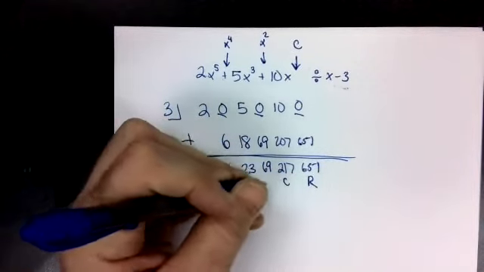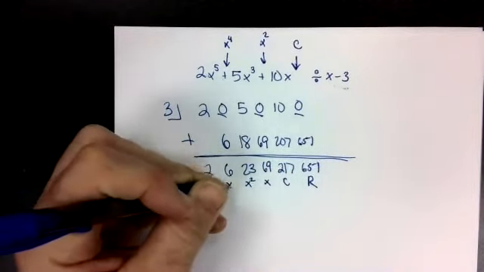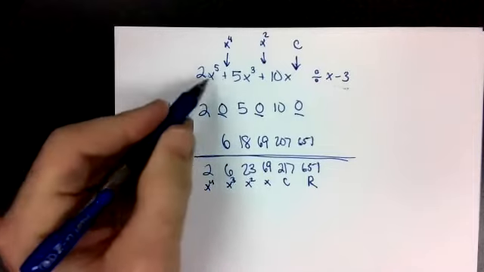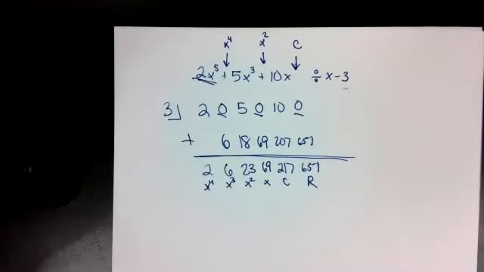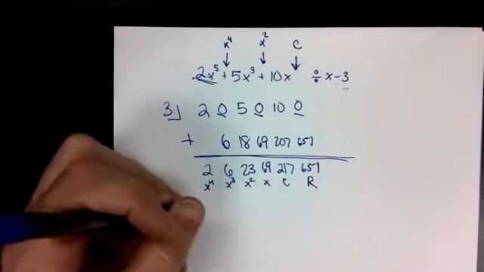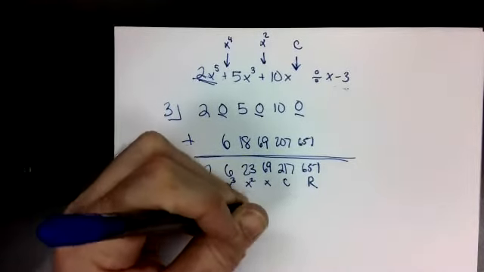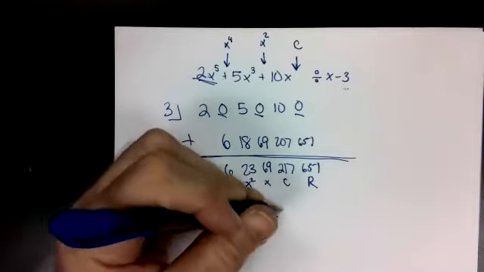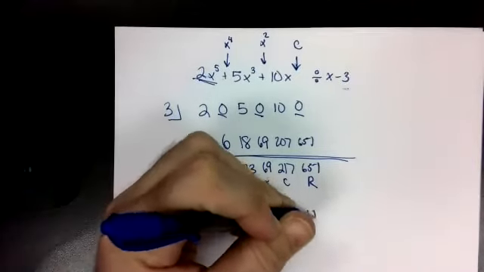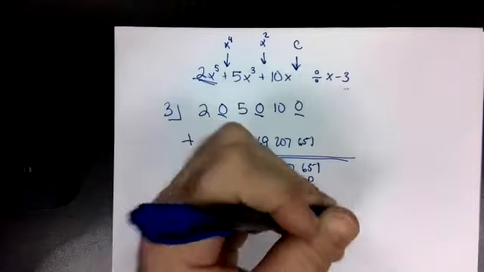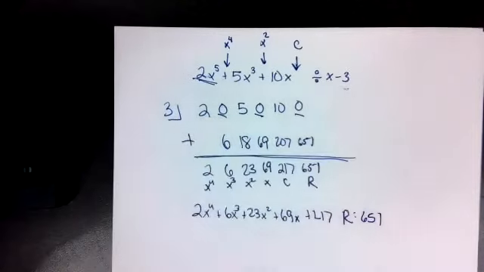So that's remainder, constant, x, x squared, x cubed, x to the 4th, which again, 1 power less than what we started with. If we started with an x to the 5th, my answer is going to be in an x to the 4th. So 2x to the 4th plus 6x to the 3rd plus 23x to the 2nd plus 69x plus 217 with a remainder of 651.